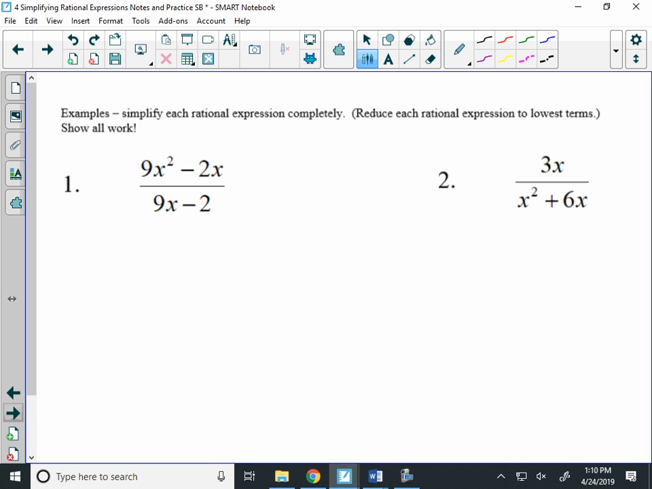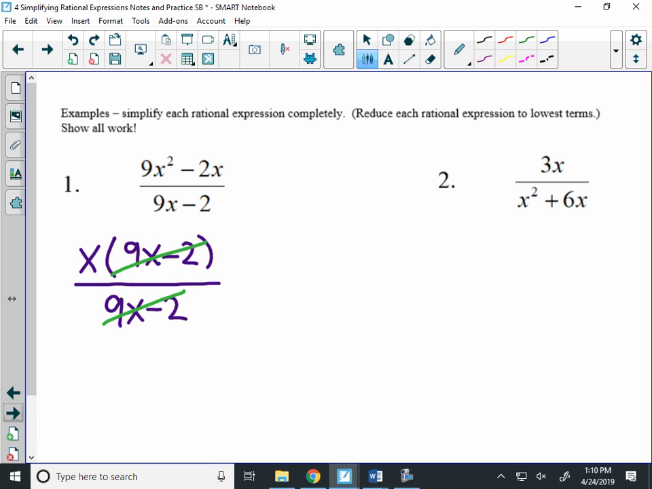9x squared minus 2x over 9x minus 2. So let's start with the numerator. Can I factor the numerator here? Oh, yeah. I can. What comes out of the numerator? An x. So I pull an x out, and I'm going to be left with 9x minus 2. And then I rewrite the denominator over 9x minus 2. Now, what is going to be able to cancel here? Yeah, the 9x minus 2 and the 9x minus 2. And you are left with, you're right, just x. That's the whole expression. Great. That wasn't too bad, right?